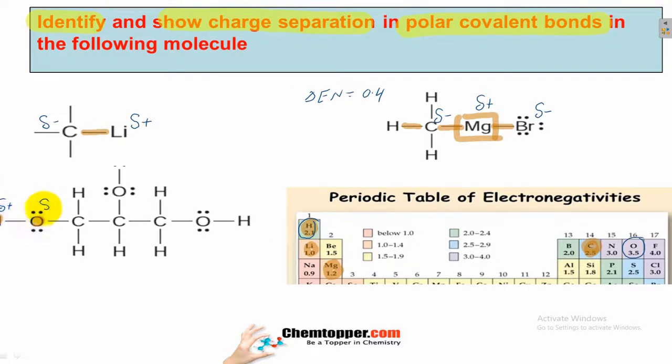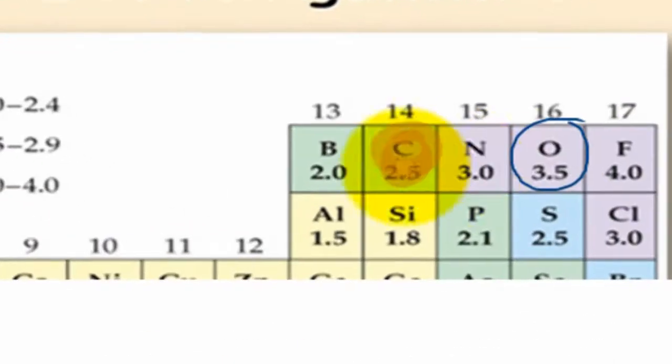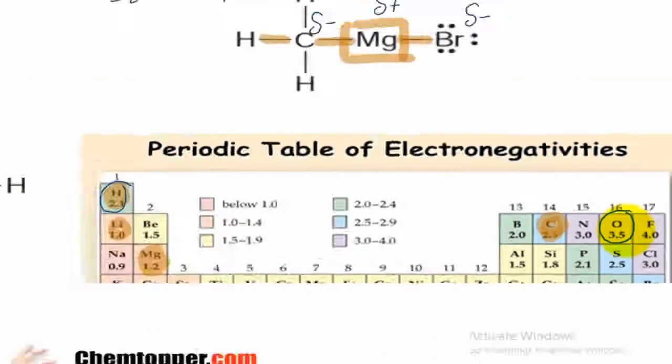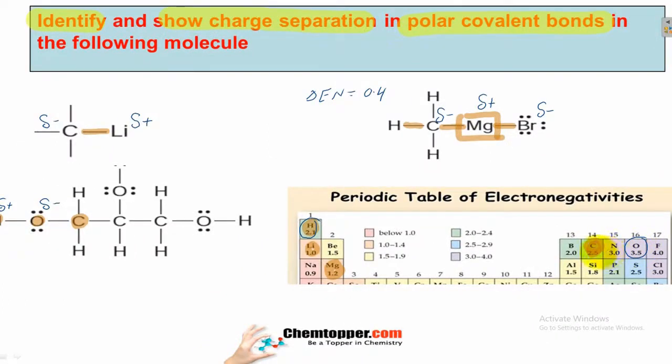Now compare carbon-oxygen bond. This bond is also polar covalent in nature because the difference in electronegativity of carbon and oxygen here is 1.0. Carbon is less electronegative, so it will acquire a partial positive. Oxygen is more electronegative, so it will acquire a partial negative. Similarly here, this carbon is partially positive and oxygen is partially negative because oxygen is more electronegative.